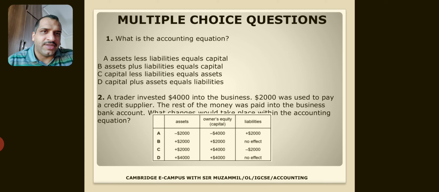Such types of MCQs could also come in the exam, like: what is the accounting equation? Asset less liabilities equals capital; asset plus liabilities; capital less liabilities; capital plus assets. So A is the right answer: asset less liabilities equals capital. Such questions could come in the exam, and numerical ones as well.